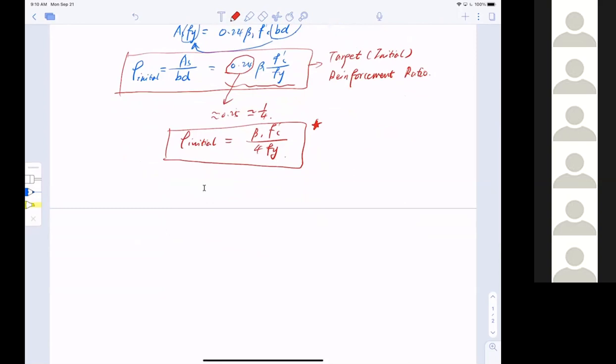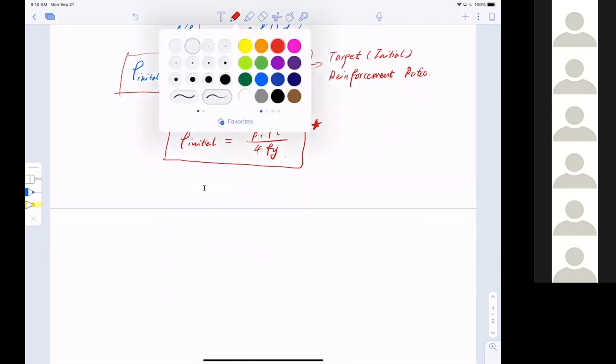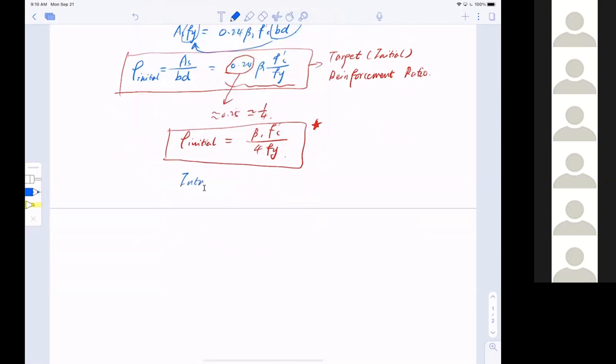Once we have this reinforcement ratio, we further introduce another concept, called the reinforcement index. Let's define the reinforcement index in terms of omega. Then omega is equal to rho fy divided by f'c.